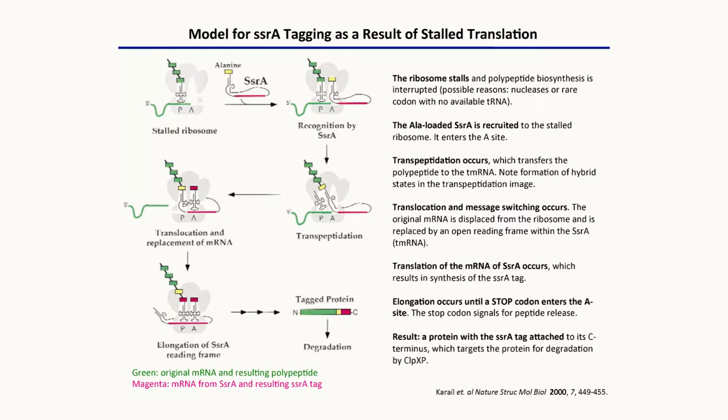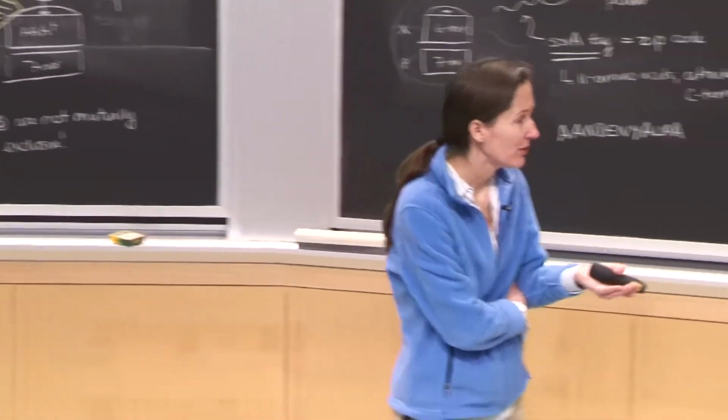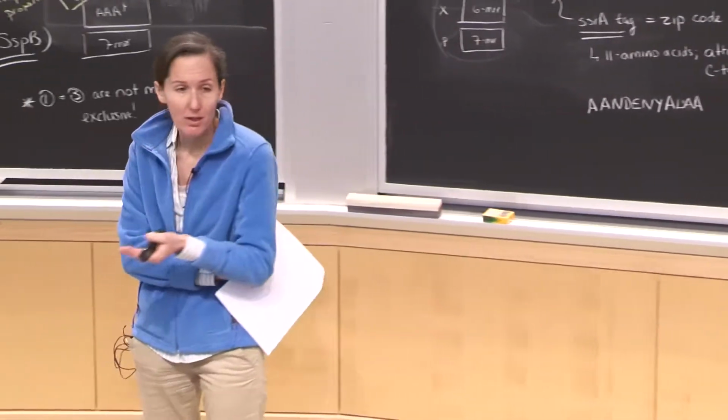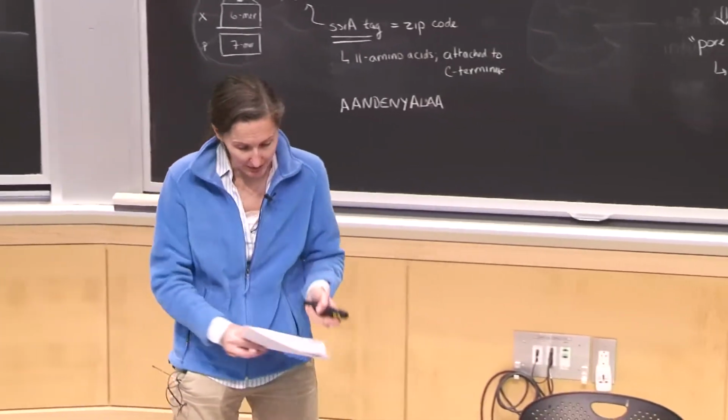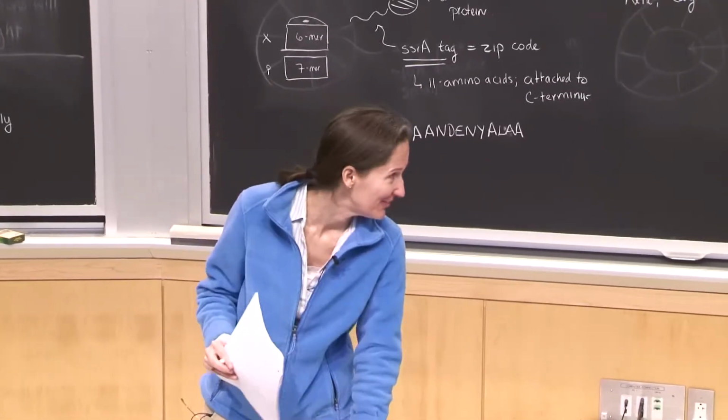Then what happens? After replacement of the mRNA, translation can occur, which results in synthesis of the SSRA tag. So that's how this tag is attached to the C-terminus of the polypeptide. Okay? Elongation occurs until that stop codon in the tmRNA enters the A site. And then peptide release occurs here. So the result is a protein that has the SSRA tag attached to its C-terminus, and that protein will be directed to ClpXP. So pretty cool? Yeah, I think so.